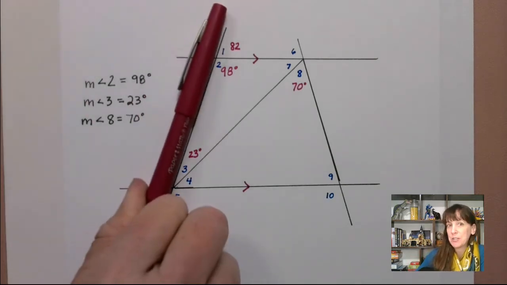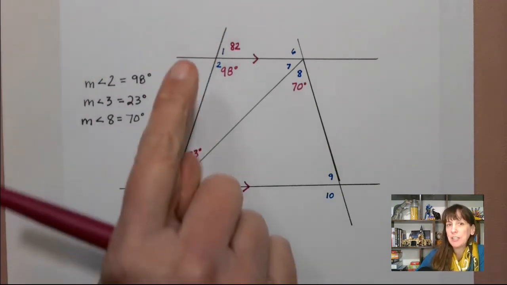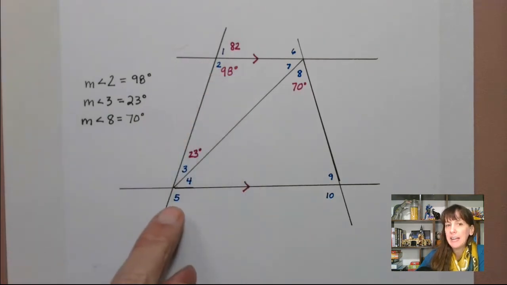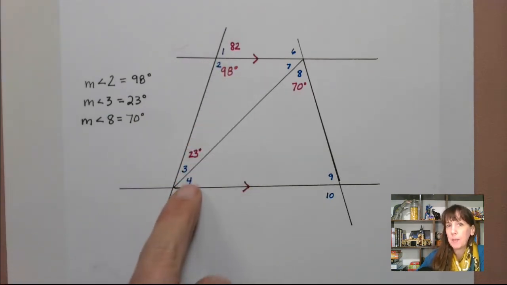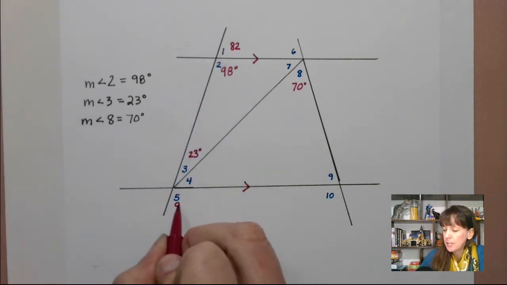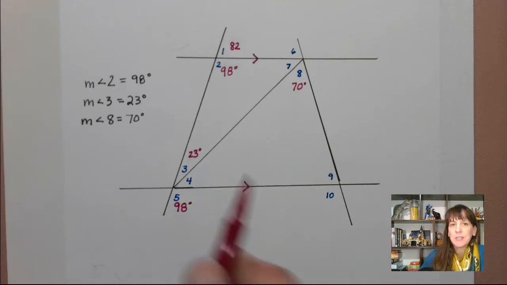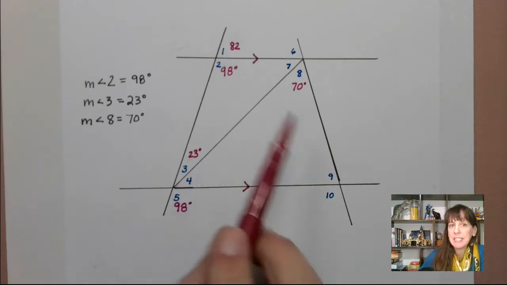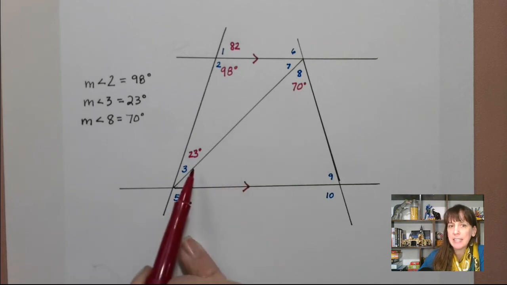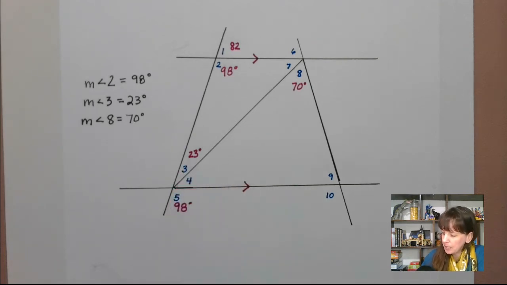Now, as I was saying, on that transversal here, if you take a look at number 2 and number 5, those are corresponding angles. And you remember, corresponding angles are congruent. So we know angle 5 is going to be 98 degrees. Okay, let's take a look at these here. We know that this one is going to be 23 degrees.